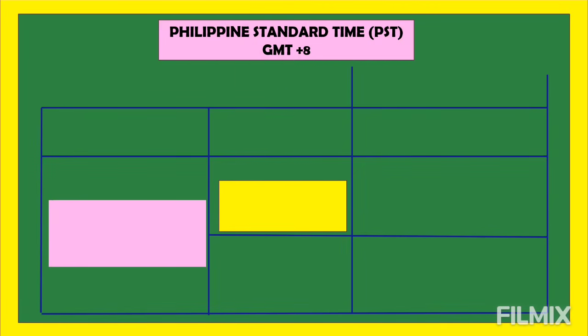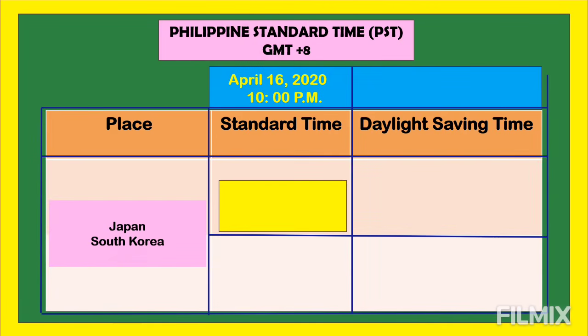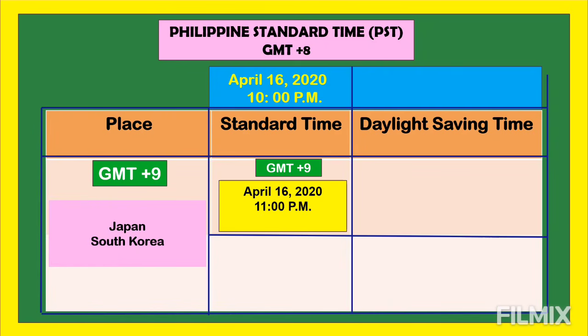Okay guys, next is South Korea and Japan. Their time zone is GMT plus 9, or 9 hours ahead of UTC. So if we're going to convert Philippine time to their time, they are advanced by 1 hour compared to Philippine time, so we're just going to add 1 hour to Philippine time. If that is 10 p.m., then we're just going to add 1, then that is 11 p.m. or 2300 hours. Japan and South Korea don't observe daylight saving time.